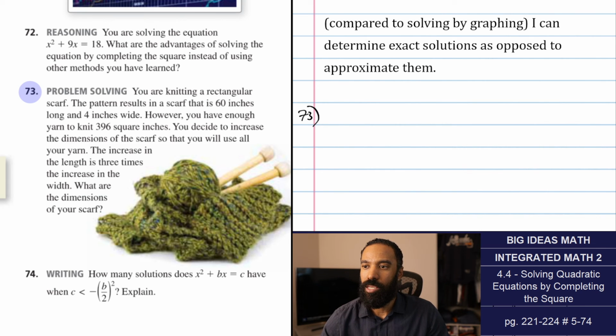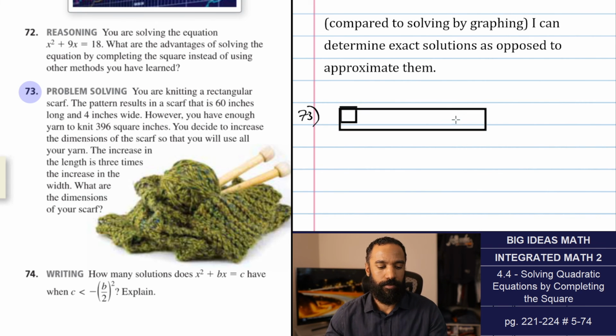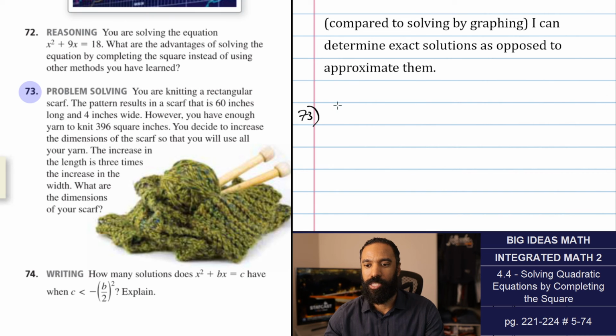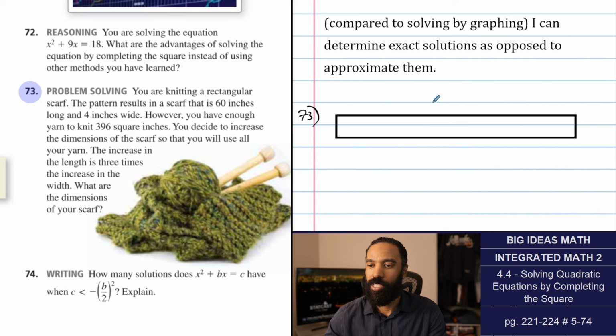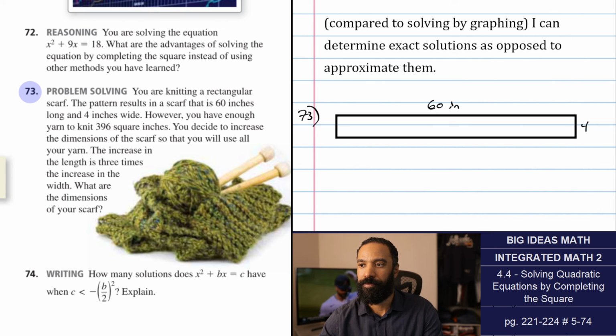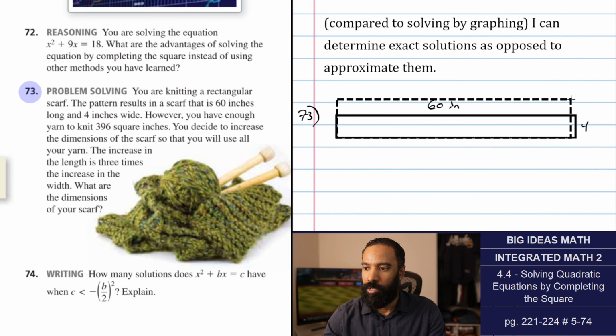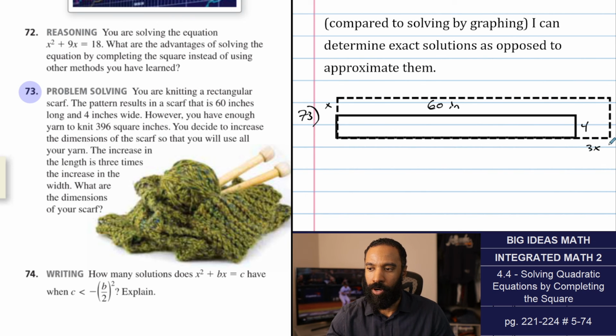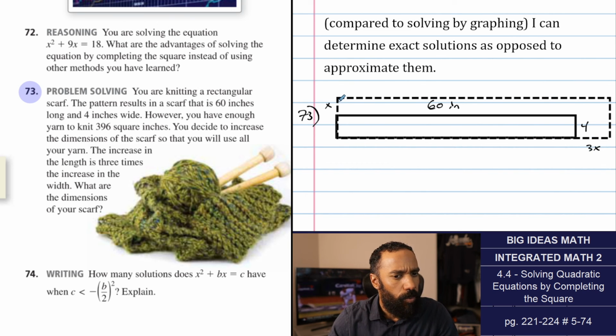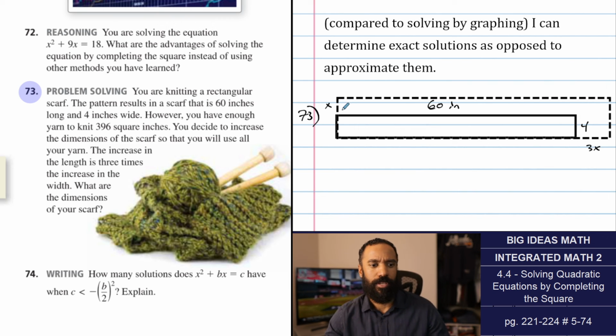So here's the initial rectangle, if you will, of a 60 by 4. But we are going to extend this so that it kind of takes on this. If this goes x more in width, this goes 3x more in length. The length increase is 3 times the increase in the width.